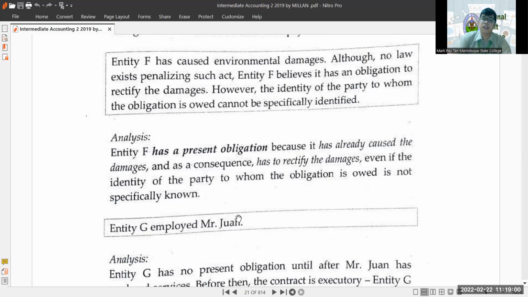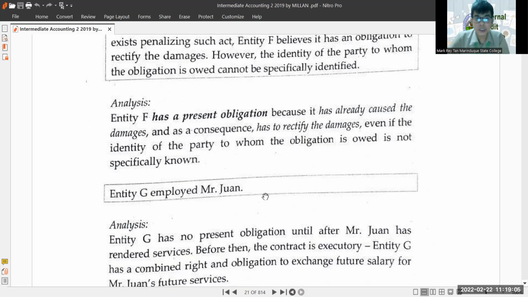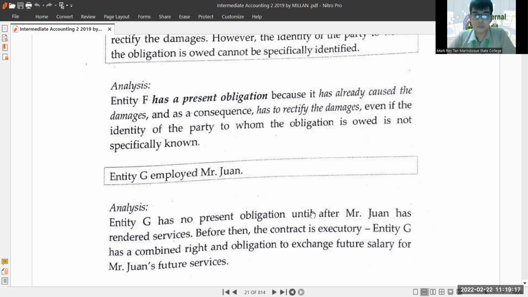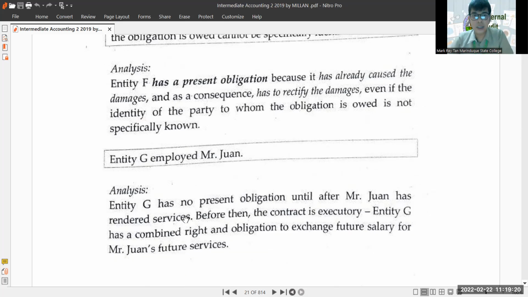employed Mr. Juan. Ang tanong, may obligation na ba? Answer is no. Wala pang obligation. Si entity G, siya yung employer. Si Mr. Juan, yung kanyang employee. Kumbaga, parang hinire niya. So, wala pang obligation dito. Unless, si Mr. Juan is nag-render na siya ng service niya. Kung nag-render na siya ng service niya, sabihin natin after a month, edi dapat na siya sumweldo, di ba? So, si entity G as employer, meron na siyang obligation to pay remuneration to Mr. Juan. So, that is the case.